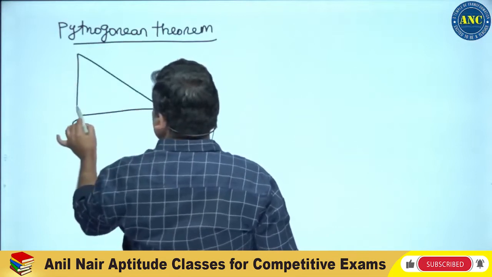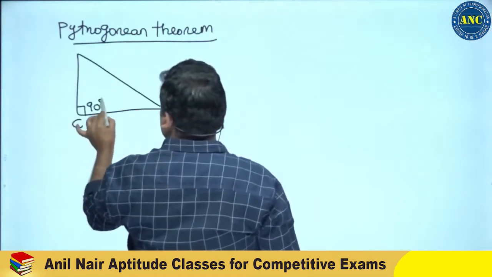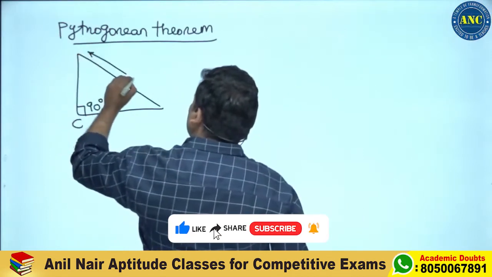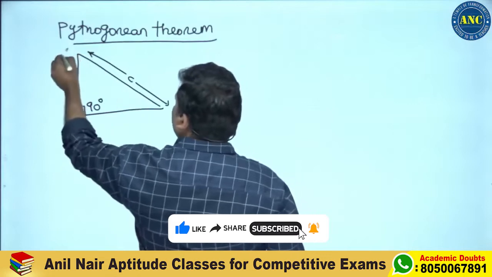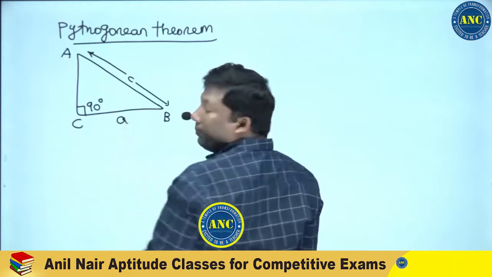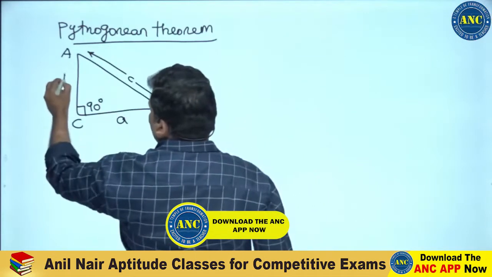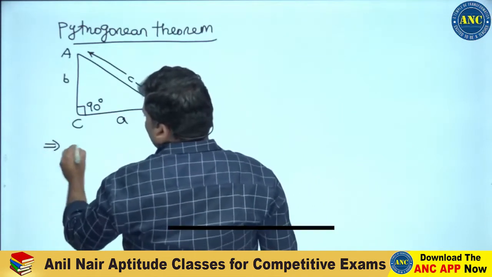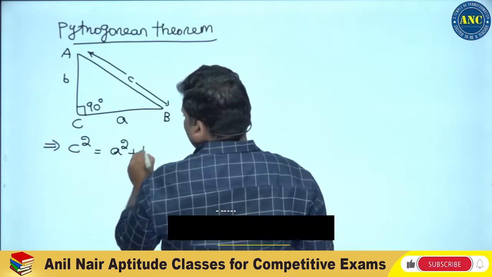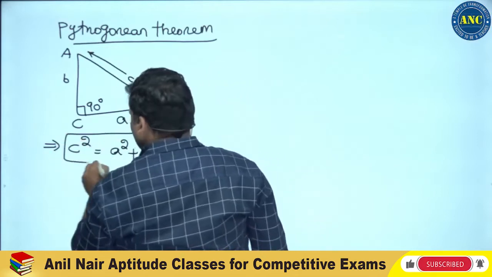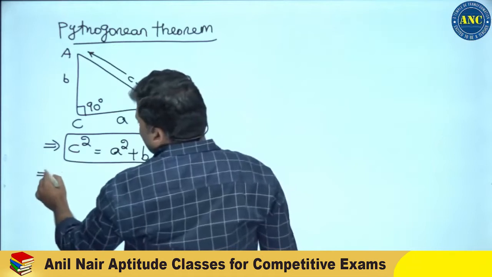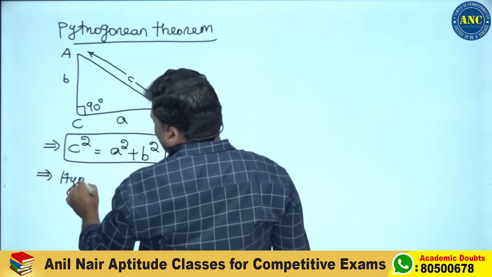If angle C is 90 degrees, the side opposite to 90 degrees is small c. If this is A and this is B, capital A is opposite small a, capital B is opposite small b. So, just now we have seen c square is equivalent to a square plus b square. C is the hypotenuse.